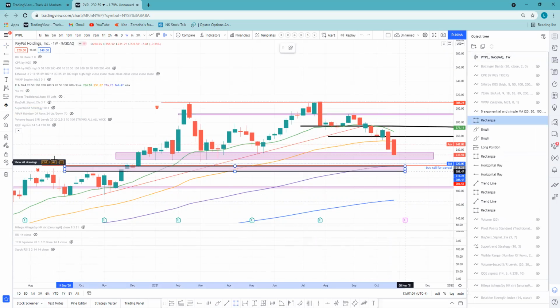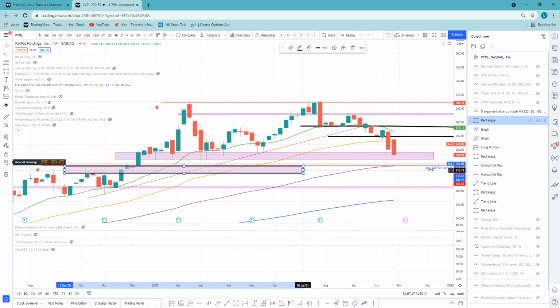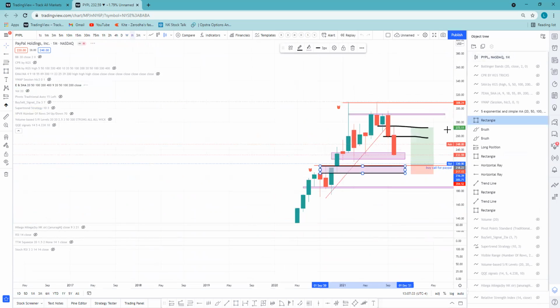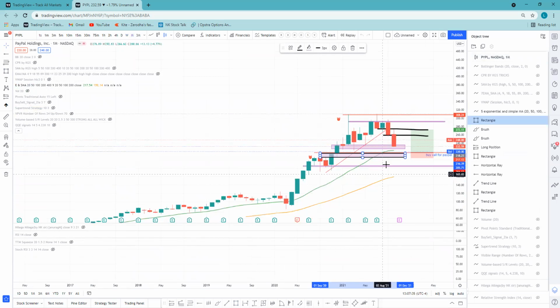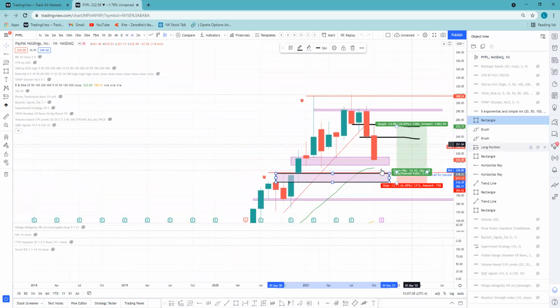This area will act as a good support area too. This is nice support too, but it already penetrated. If you see 1, 2, 3, 4, 5, 6, 7, 8, there were 8 touches here, and then just one candle to breach that area. So if price comes to the 214 to 218 area, I won't be surprised. I won't be surprised for PayPal to come to that area. And even here, the 20 is coming. See here on the weekly too, like 224.